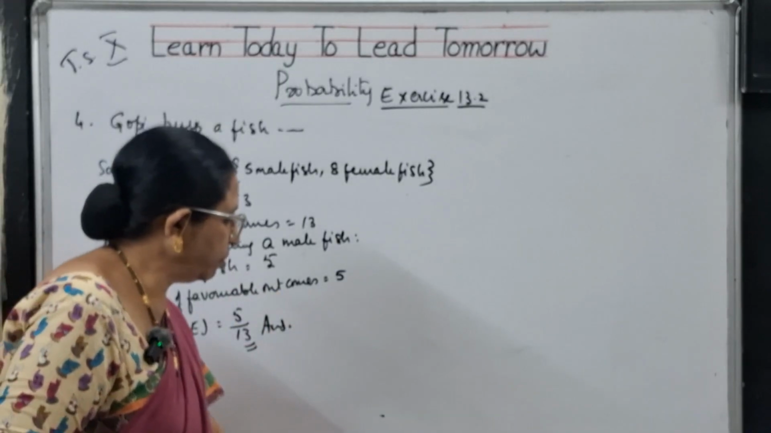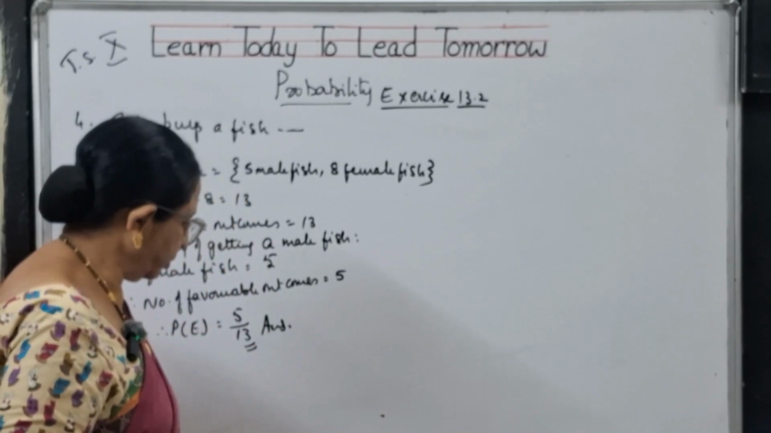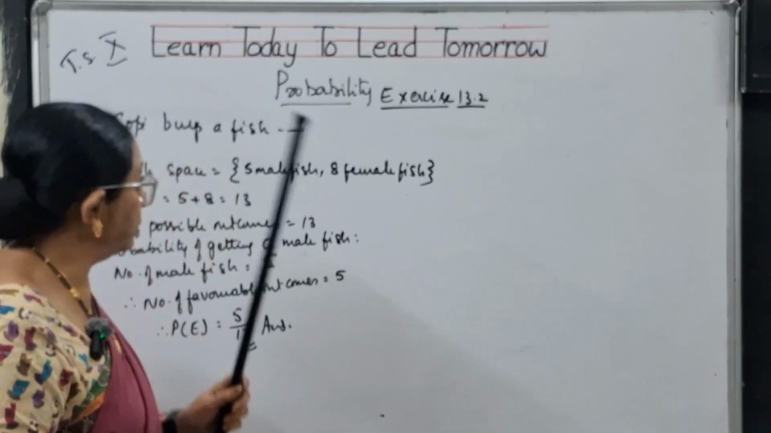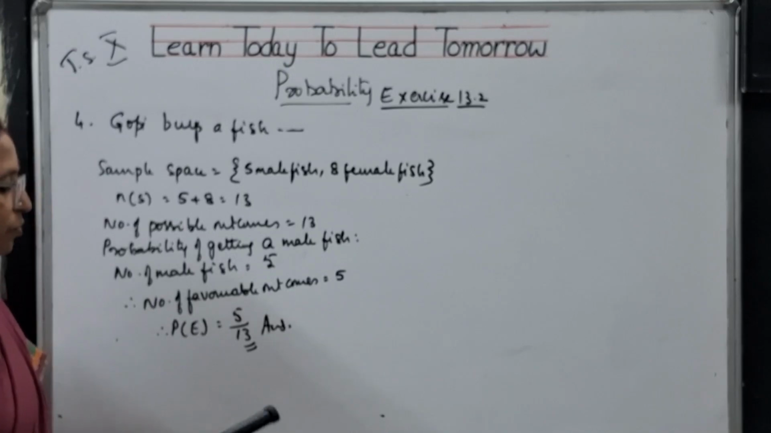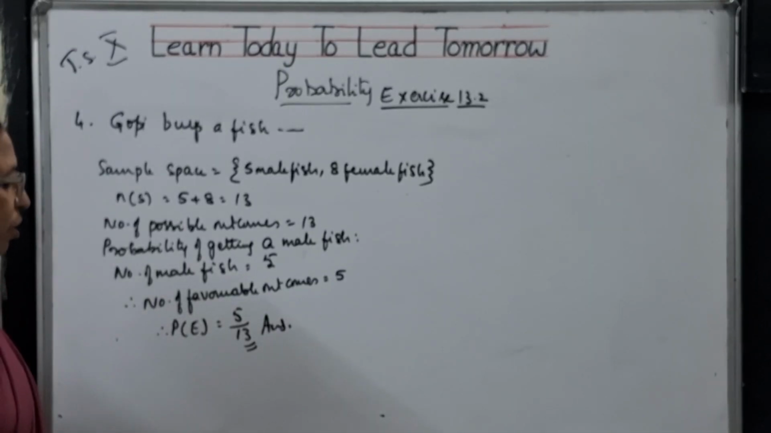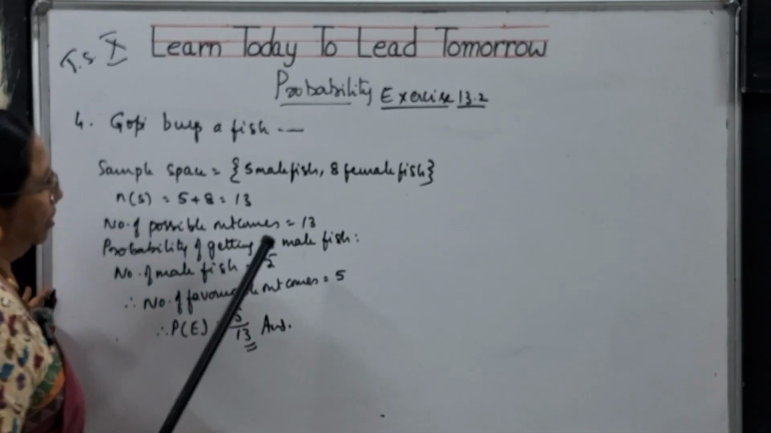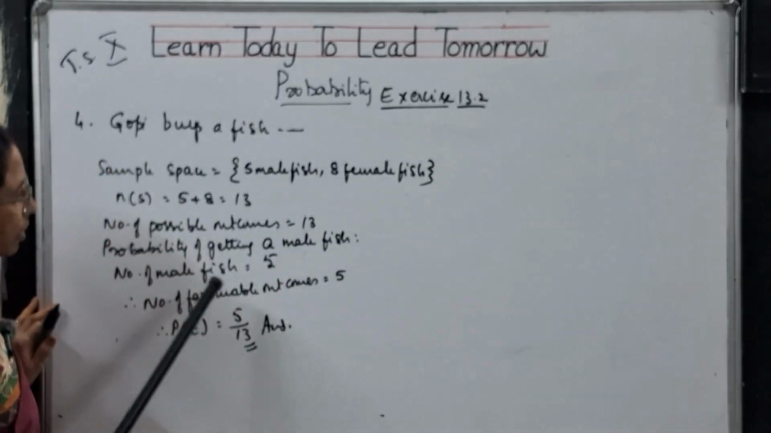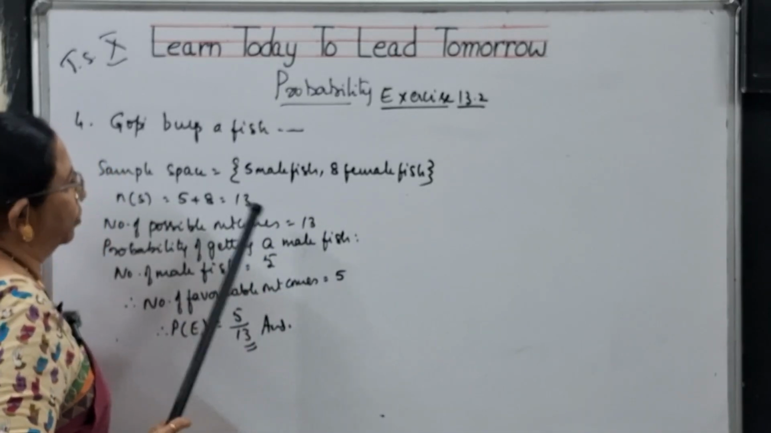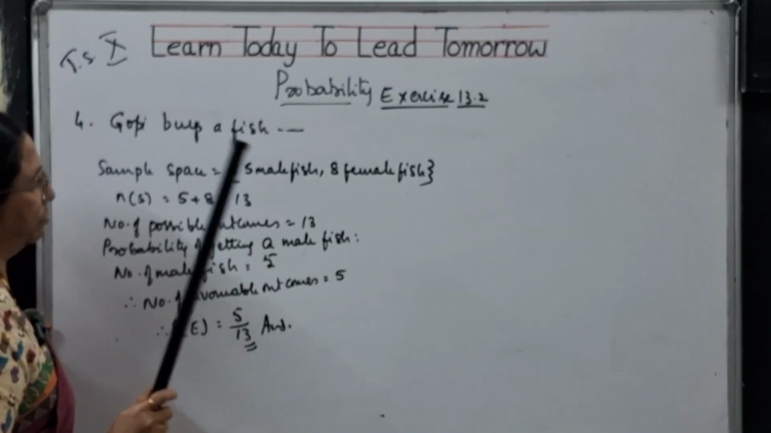A very small problem. Once again, let me explain. A person by name Gopi went to the shop to purchase fishes for his aquarium. So the shopkeeper has a tank in which 5 male fish and 8 female fish are there. So if he selects randomly, what is the probability that he gets a male fish?